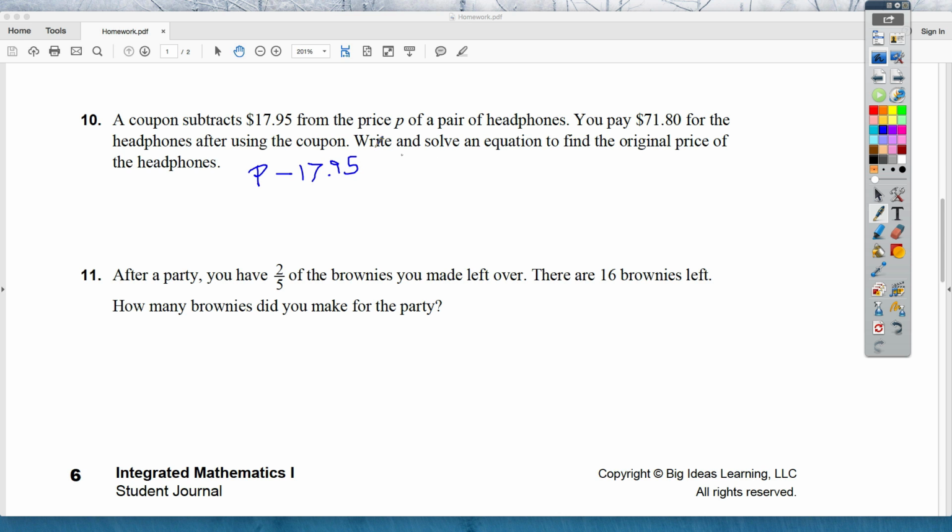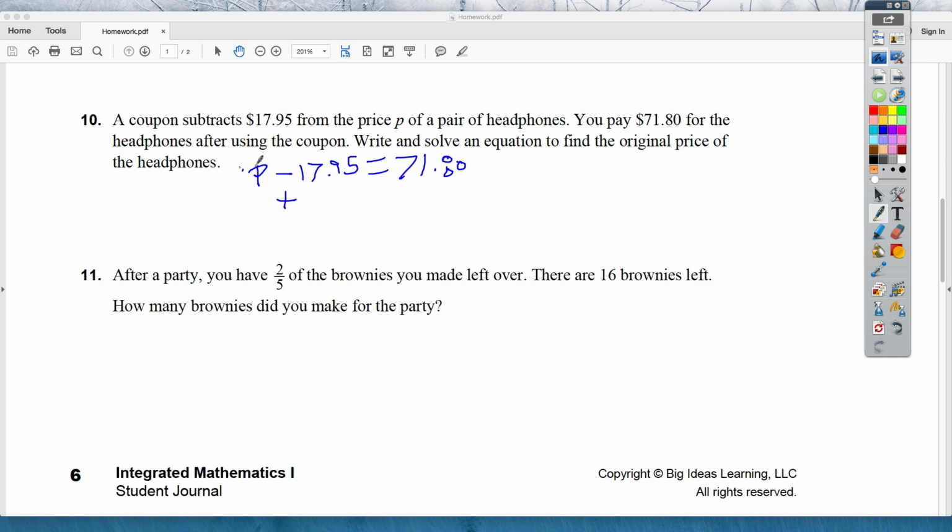You pay $71.80. Well, if you take the price minus that, that's going to equal how much you pay, so $71.80 for the headphones after using the coupon. Write and solve the equation. Well, we've already written the equation. Well, the final price has to be that much more, right? Because that's how much the coupon was.